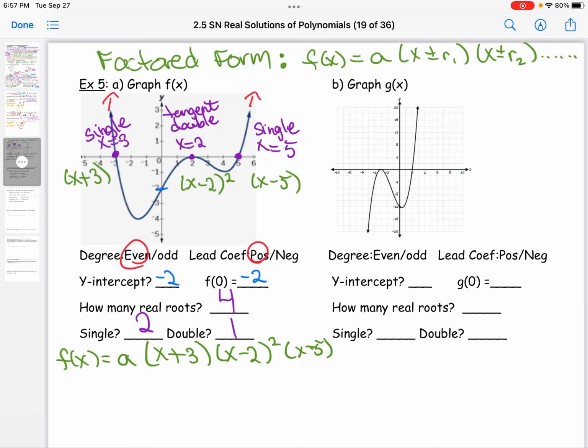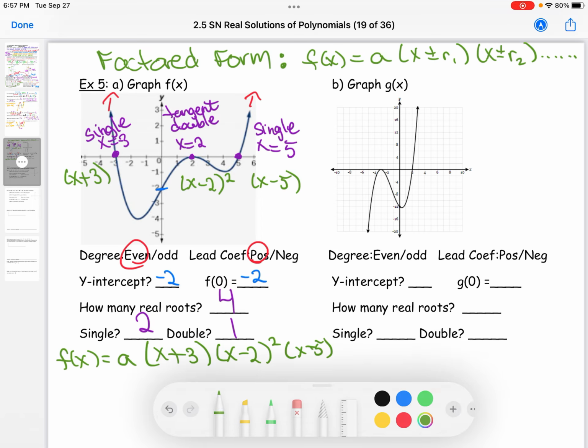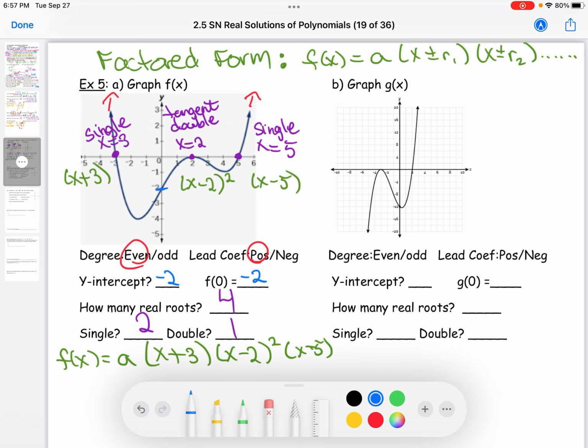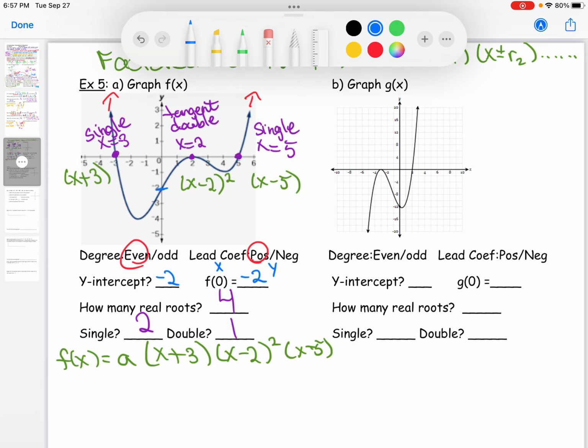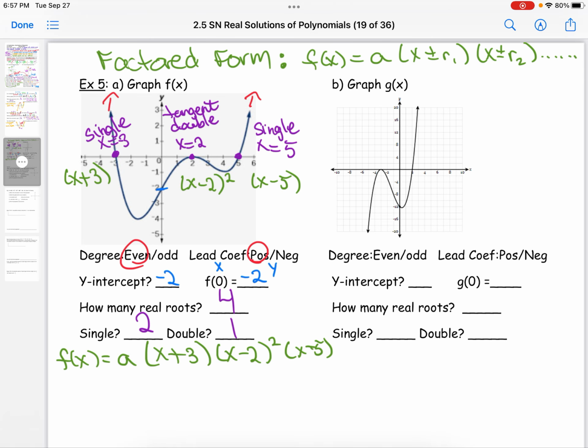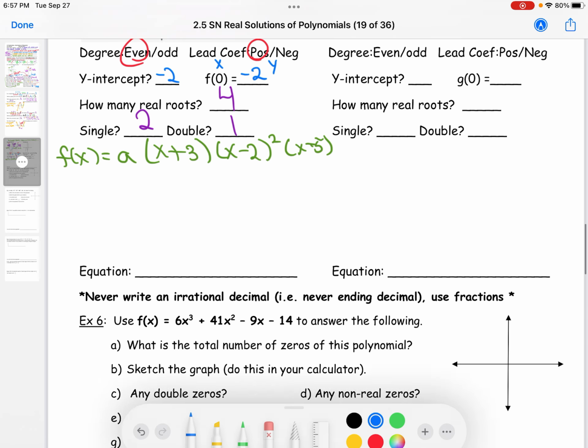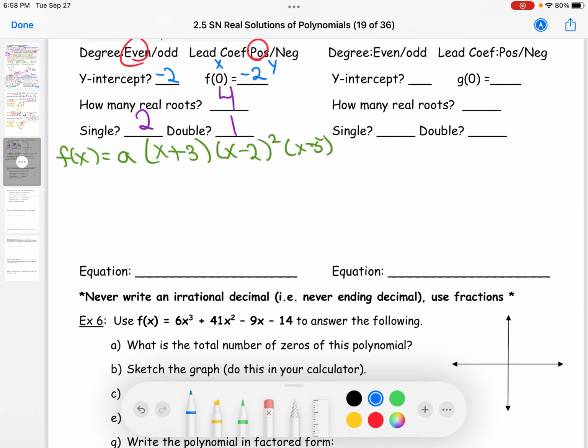Okay? f of x has that a coefficient, and in order to find it, we use that y-intercept. When the f of 0 is -2, 0 is x, -2 is the y, so we can plug that in and solve for a. And that's what we're about to do right here.